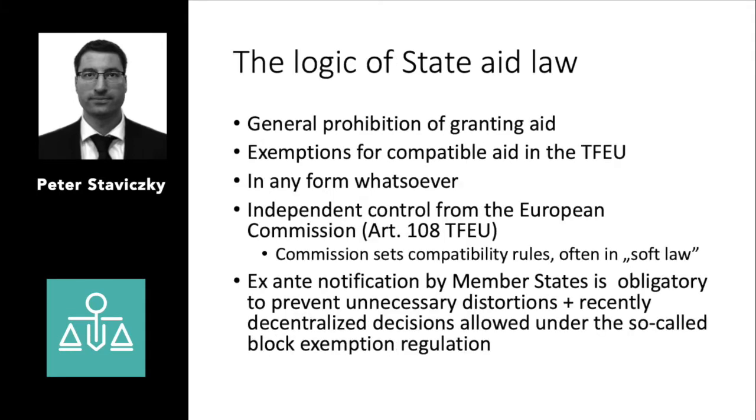Next slide, please. So there is a general prohibition in Article 107 of the treaty to grant state aid, as it is distorting the competition. But there are certain exemptions also expressed in this treaty, and it can be granted with certain strict limitations. And there is an independent control from the European Commission side. This is the competition authority above the member states, and the Commission is also defining what the compatible state aid rules are, what the conditions are that need to be met to make a state aid compatible with the internal market.